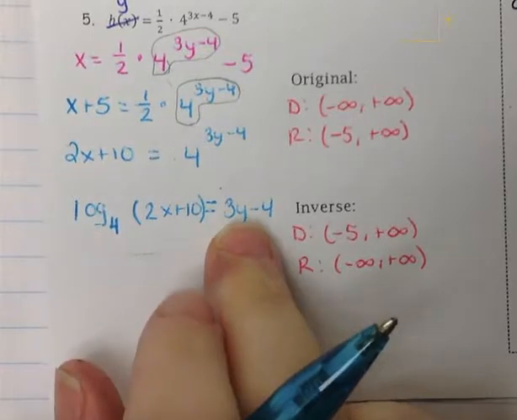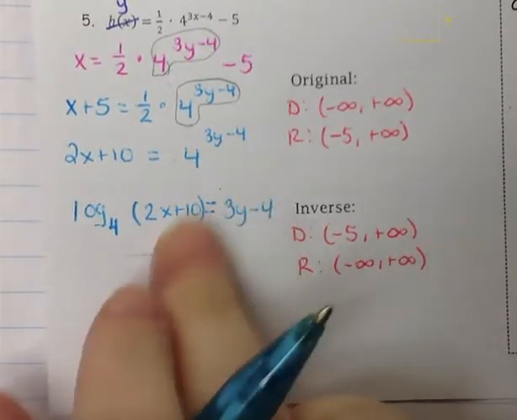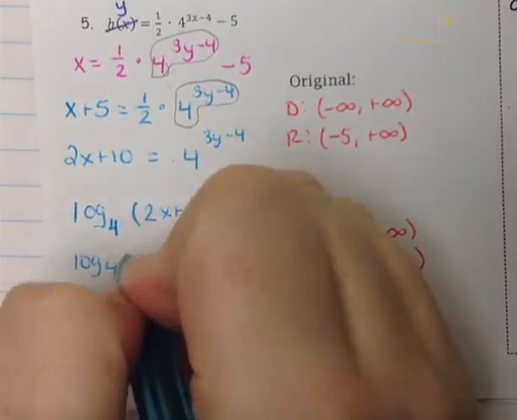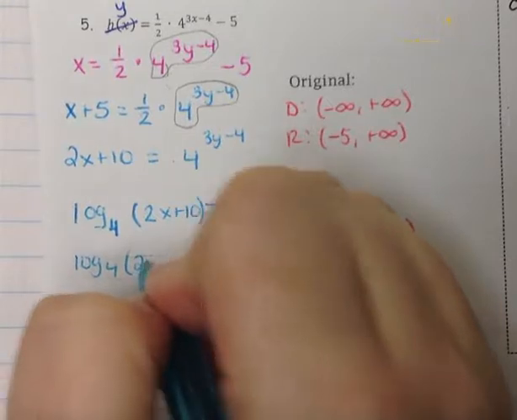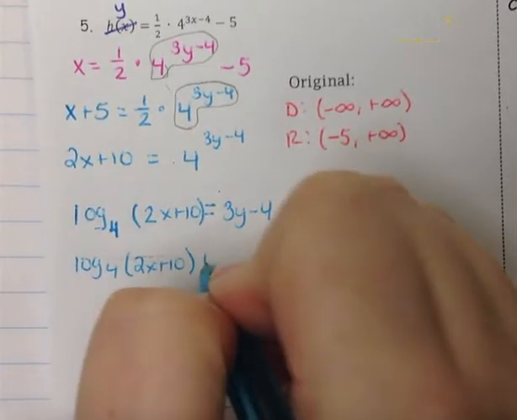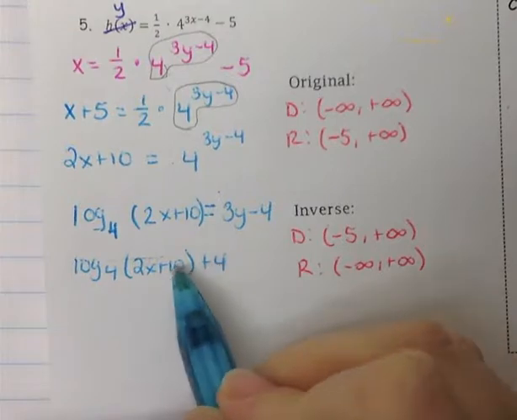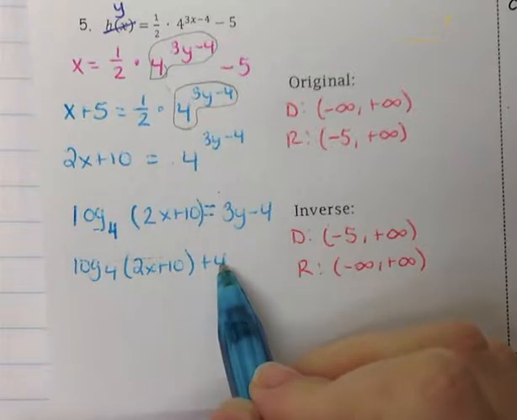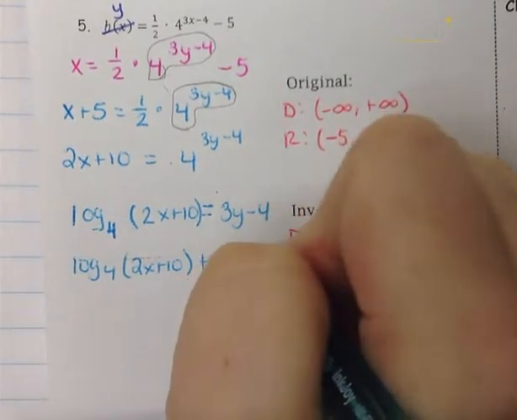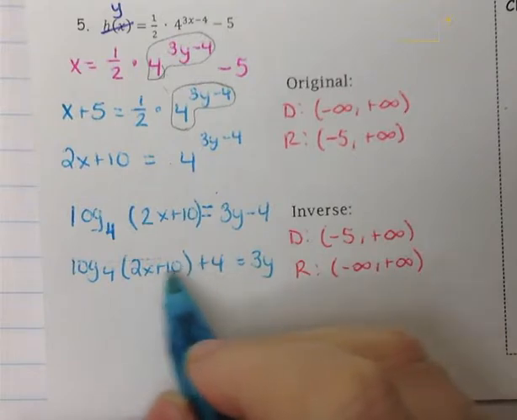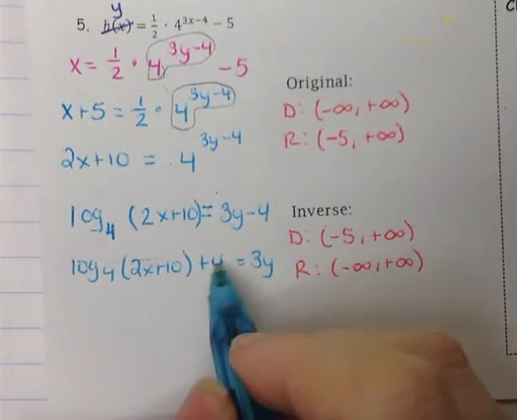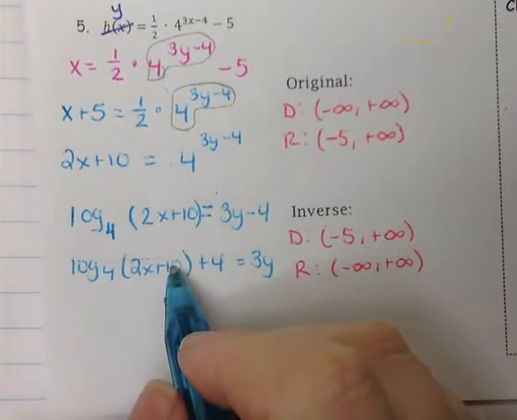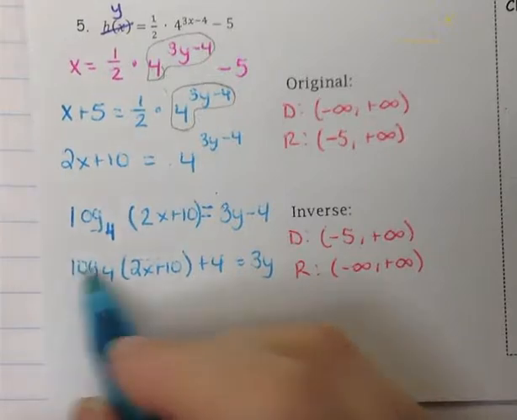Y is not alone yet, so we still have to continue solving for y. So now we have to add the 4. So we're going to have log base 4 of parentheses 2x plus 10 close parentheses, then add the 4. What's important here is that you do not actually add the 10 and the 4. The 10 is attached to the logarithm, the 4 is not. So it's equal to 3y. So we cannot make this a 14. Do not make that a 14. This 4 is not in the parentheses. It is not attached to the log.